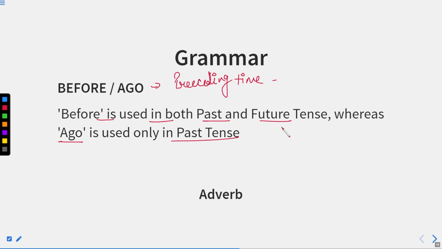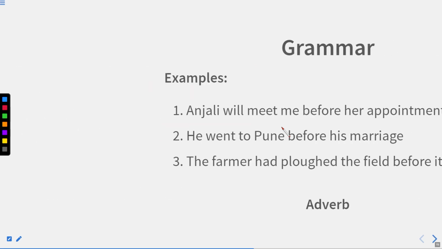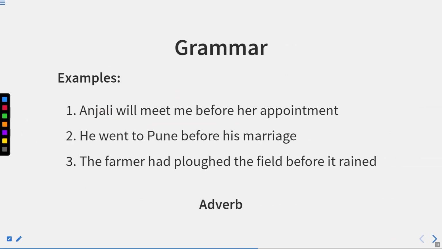Whereas before can be used in past as well as future tense. Now, let us see some examples. Anjali will meet me before her appointment. So, this sentence is of future tense. We are using the word before, and it is showing me that Anjali will meet me. So this will happen after what? Before what? Her appointment. It means this action is the first action and this is the second action.